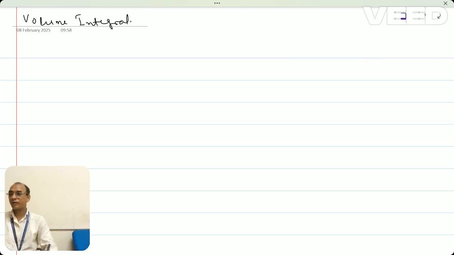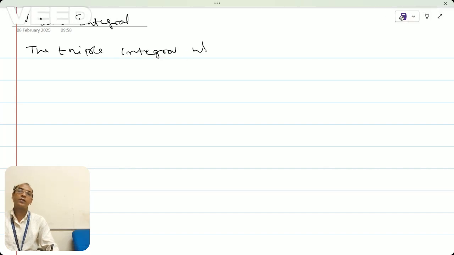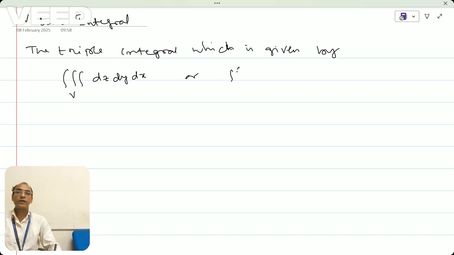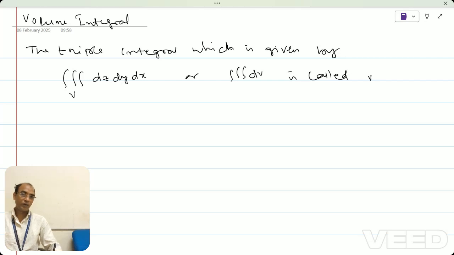Now we will discuss volume integral. The triple integral, which is given by integration of dz dy dx, or triple integration dv, is called volume integration.